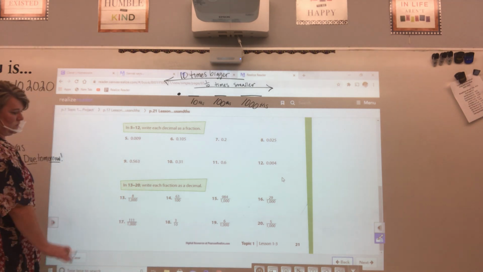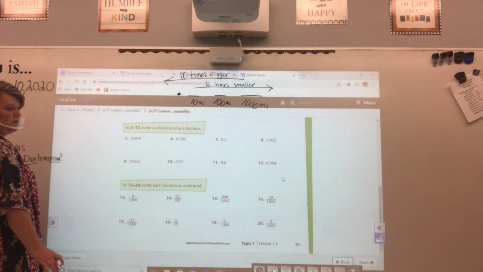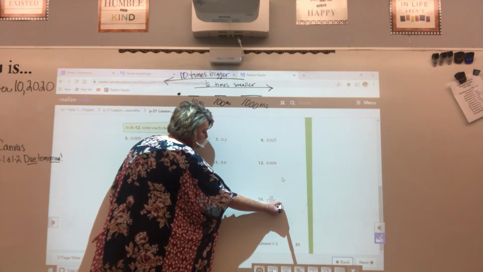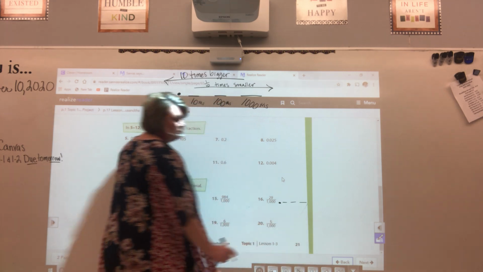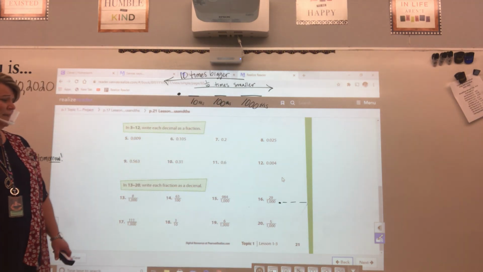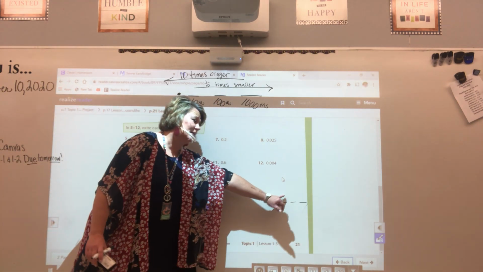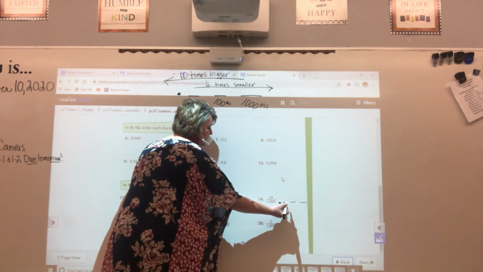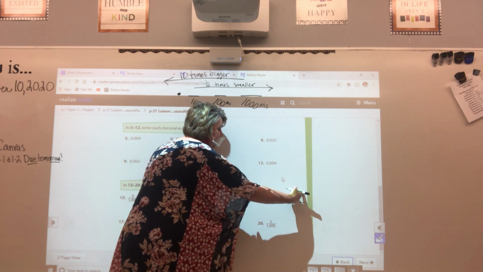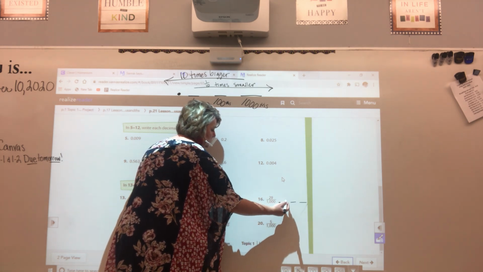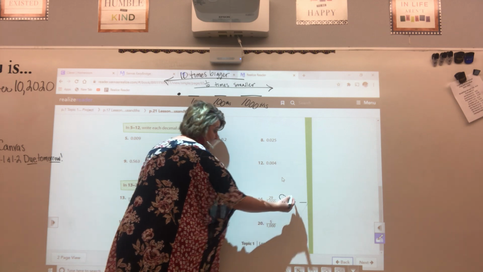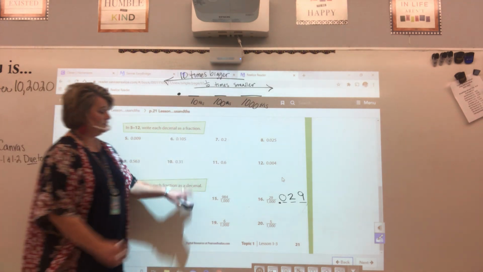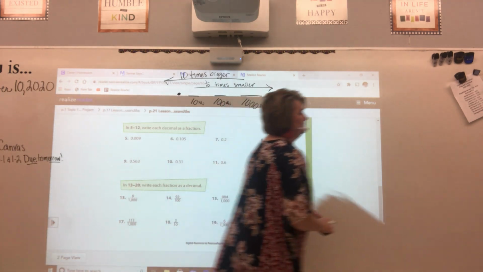Xander, pick one more. 16. It's thousandths place, so put your decimal and do 1, 2, 3 places over. But Xander, 29's not going to take all 3 places. What do I do, bud? Where? Do I put a 0 here, here, or here? On the 10th. The very first digit. Then 2, 9. Good job. Okay, I'm going to let you guys do the rest of the front. Turn to the back.